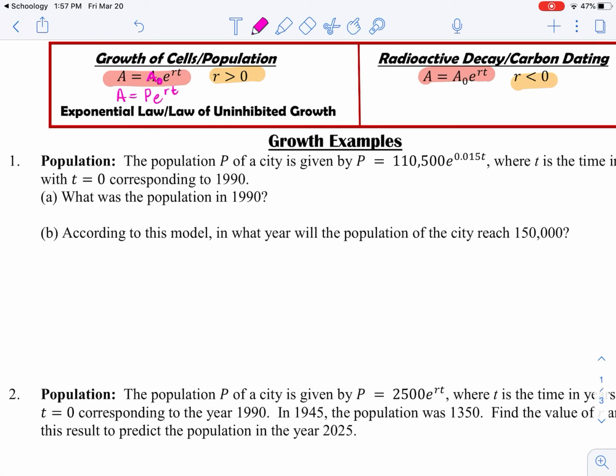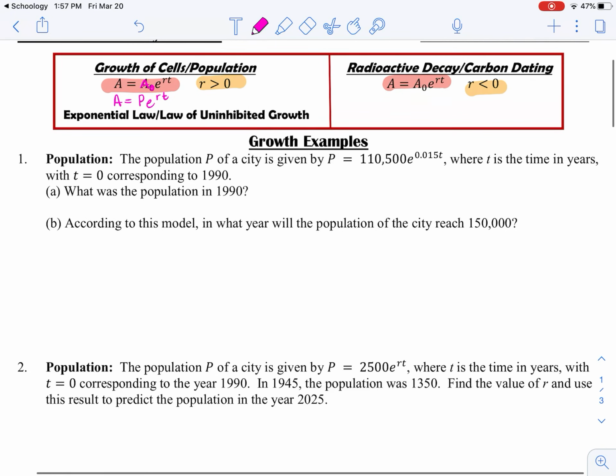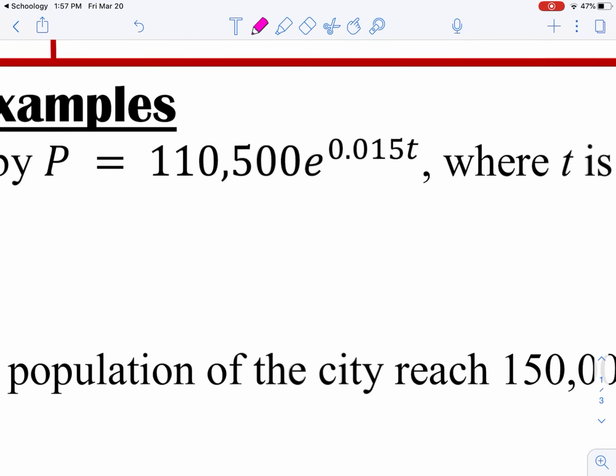Okay, so let's look at example 1 here. It says the population of a city is given by the equation P equals 110,500 times e to the 0.015t, where t is the time in years with t equals 0 corresponding to the year 1990. Question number 1. What was the population in 1990?